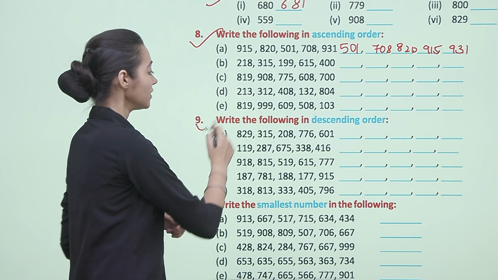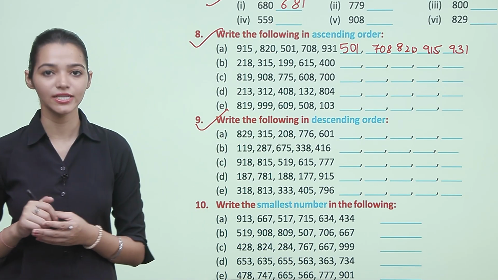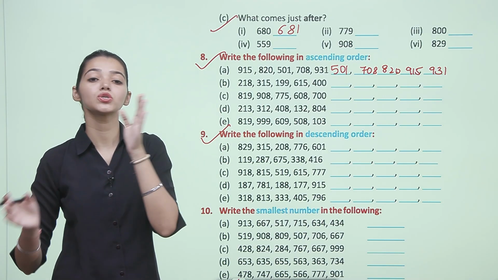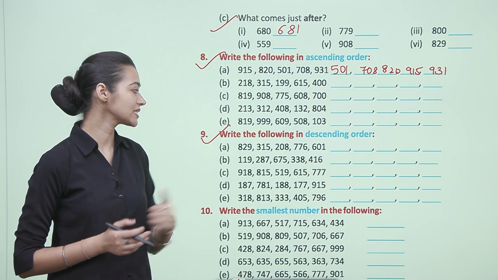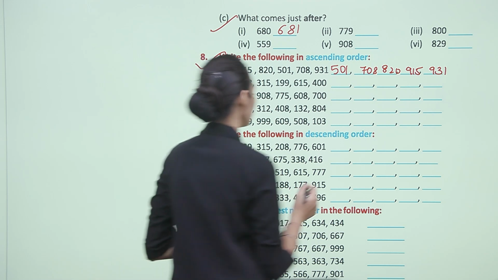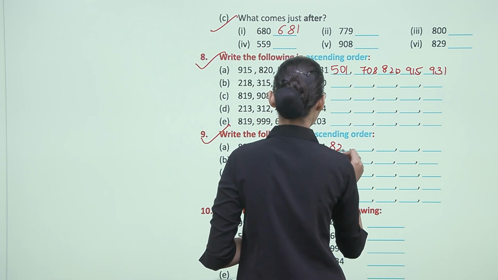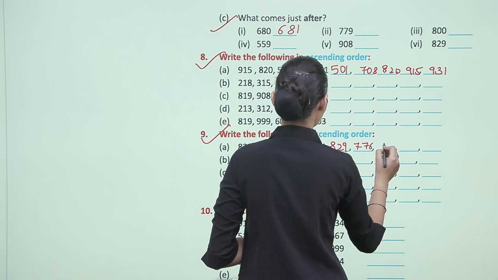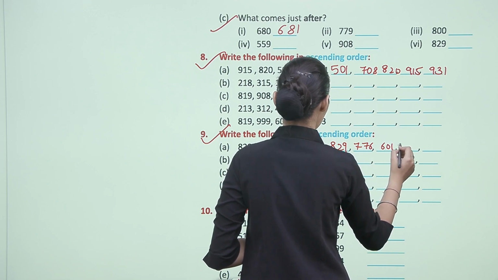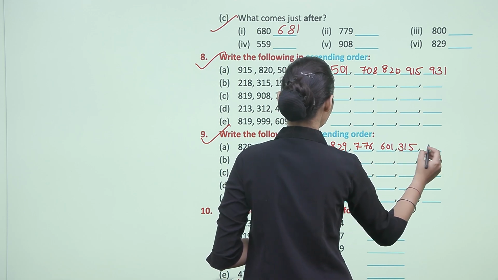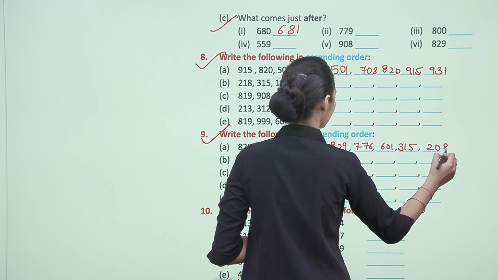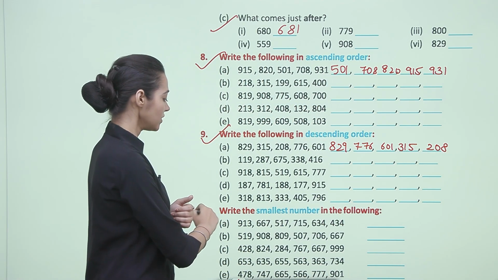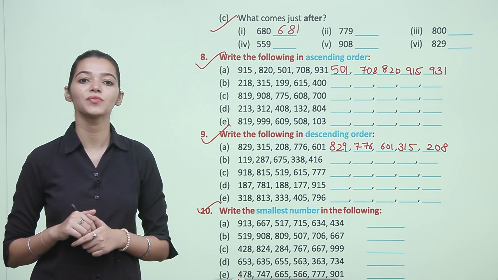Now in the next one, we have to write the following in the descending order. Descending order, that means we have to write it from the greatest number to the smallest number. So which one is the greatest among these? Very good, it is 829, after that 776, then 601, after that 315 and then 208.